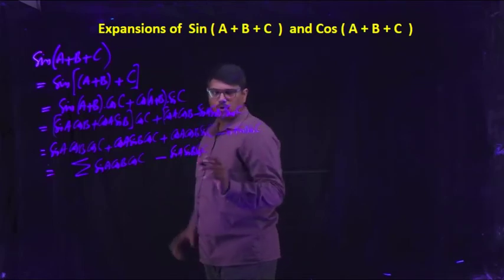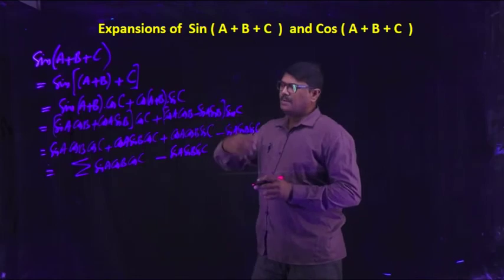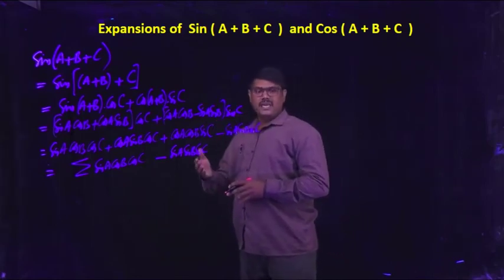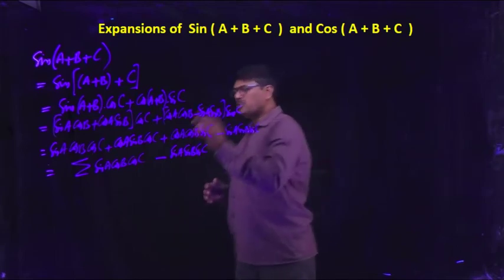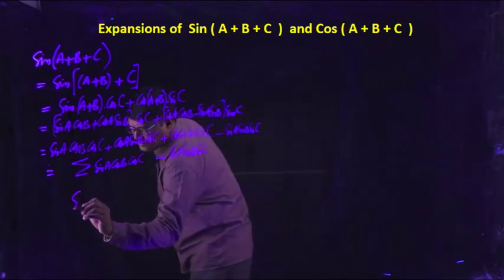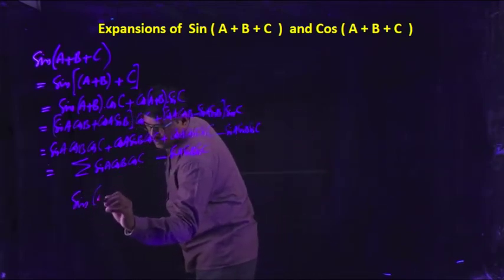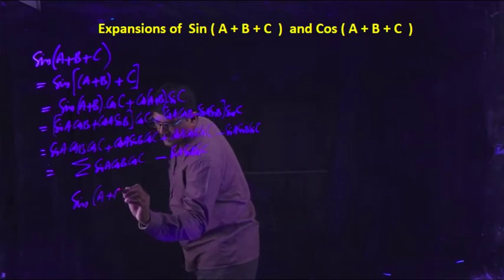So if you want to remember this, you can remember it like that: sigma sin A cos B cos C minus sin A sin B sin C. You can try this one more in the same manner. You can do sin of A plus B minus C.